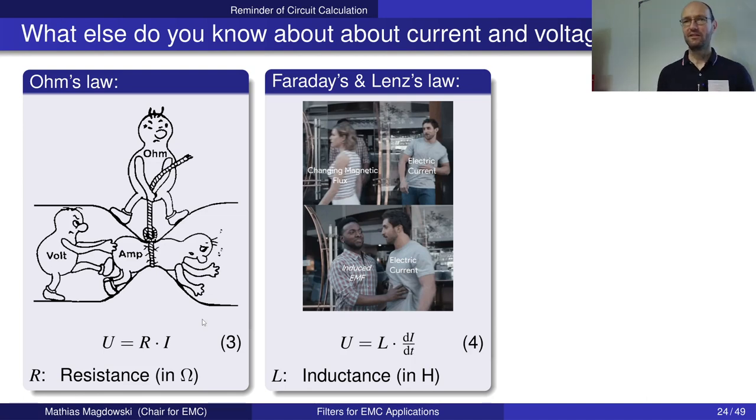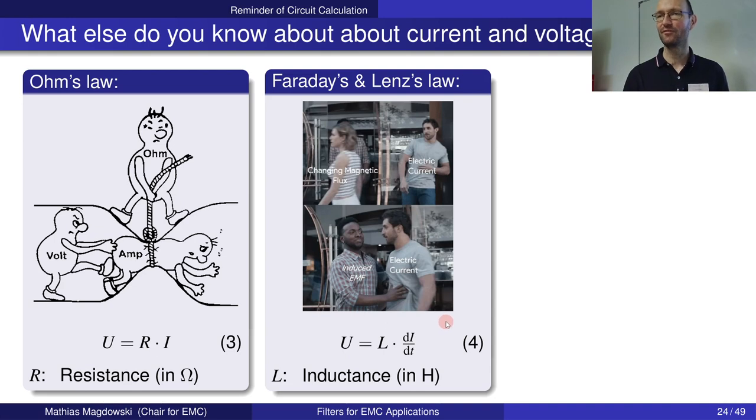So at the inductor, we have Faraday's law and Lenz's law, which says if we have a time derivative of the current, if the current is changing, then we get a voltage. And Lenz's law says that this voltage is opposite to the direction of the original current. So if the current changes, there is some voltage induced opposing the change of the current. The picture here would say, the current would like to change, and then the inductance says, no, please don't change, stay the same. Okay, so this is inductance.